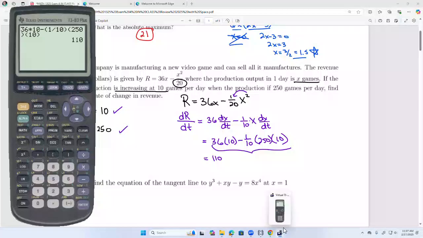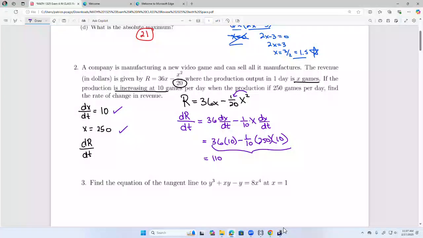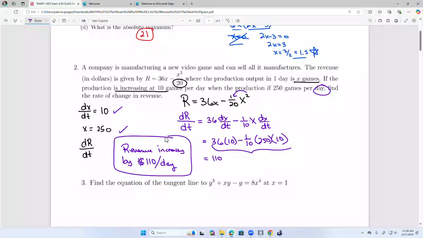So explaining what that means, we know we were talking about the rate of change of the revenue. So we can say the revenue, and since it's positive, it's increasing by 110, and revenue is in dollars. So $110 per, and I'm looking for my time in this problem, day. So the revenue is increasing by $110 per day.